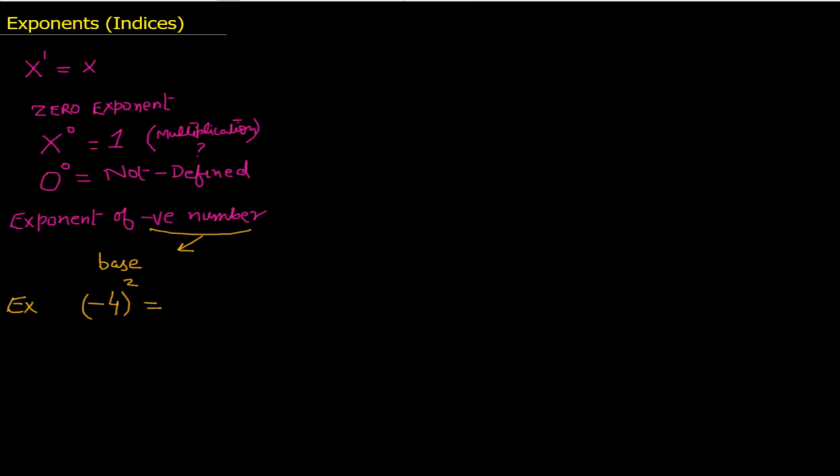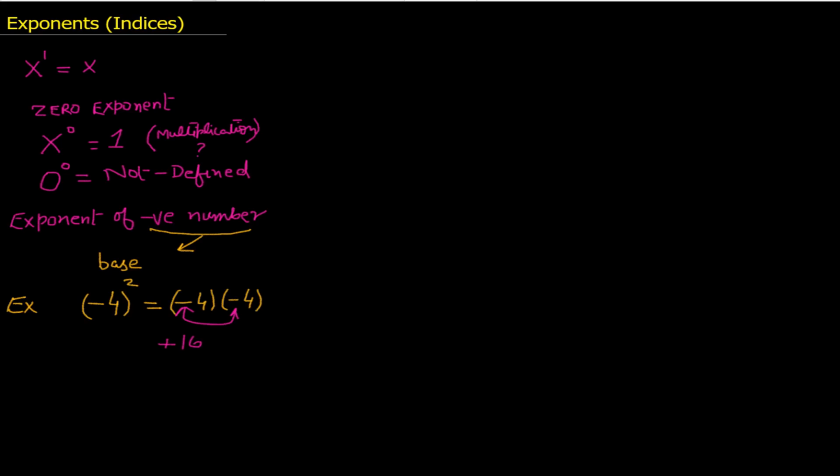This is again just like the positive, because the exponent is positive, so we will multiply -4 two times. So -4 multiplied by -4. The important point here is that whenever we multiply a negative sign with a negative sign, we get a positive sign. And 4 into 4 is 16. So the answer would be 16 positive.